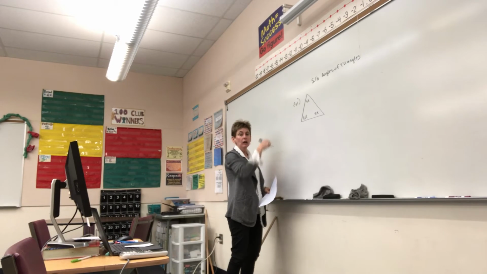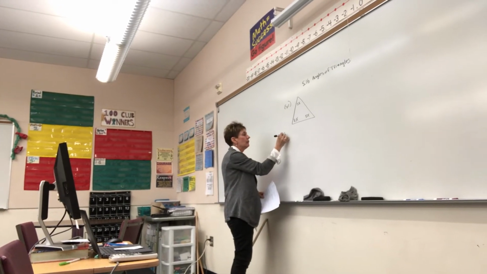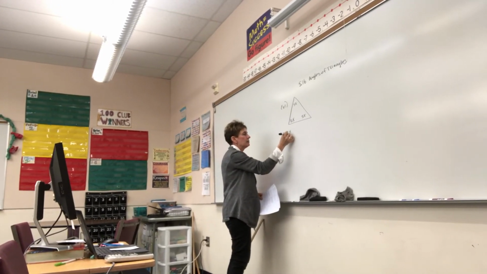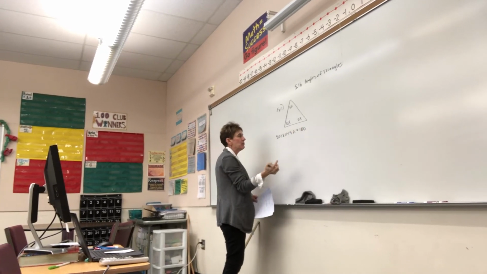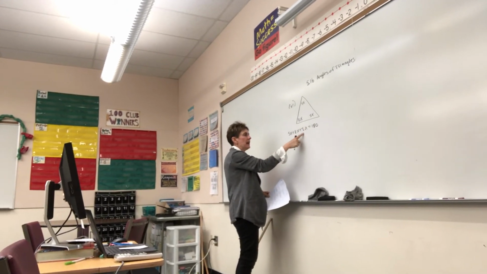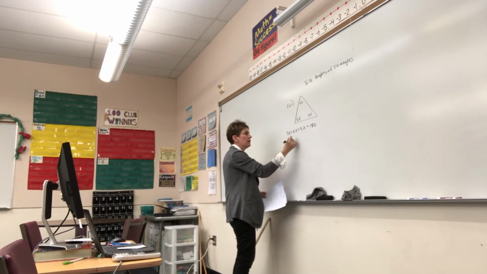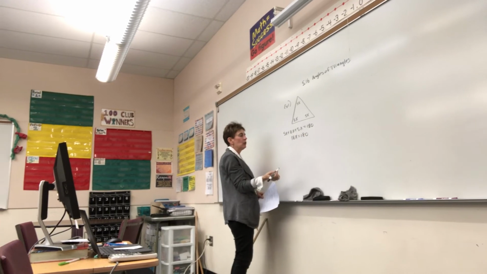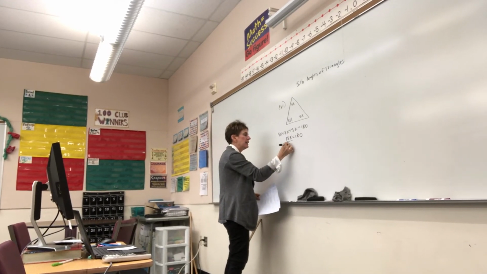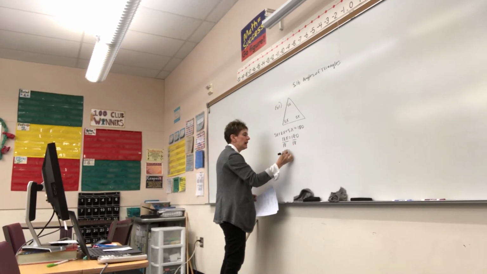Let's add them all up and set them equal to 180. So 5x plus 8x plus 5x equals 180. If I combine like terms, 5 plus 5 is 10, plus 8 more is going to be 18x. Then the opposite of multiplying by 18 will be dividing by 18. So x is 10.